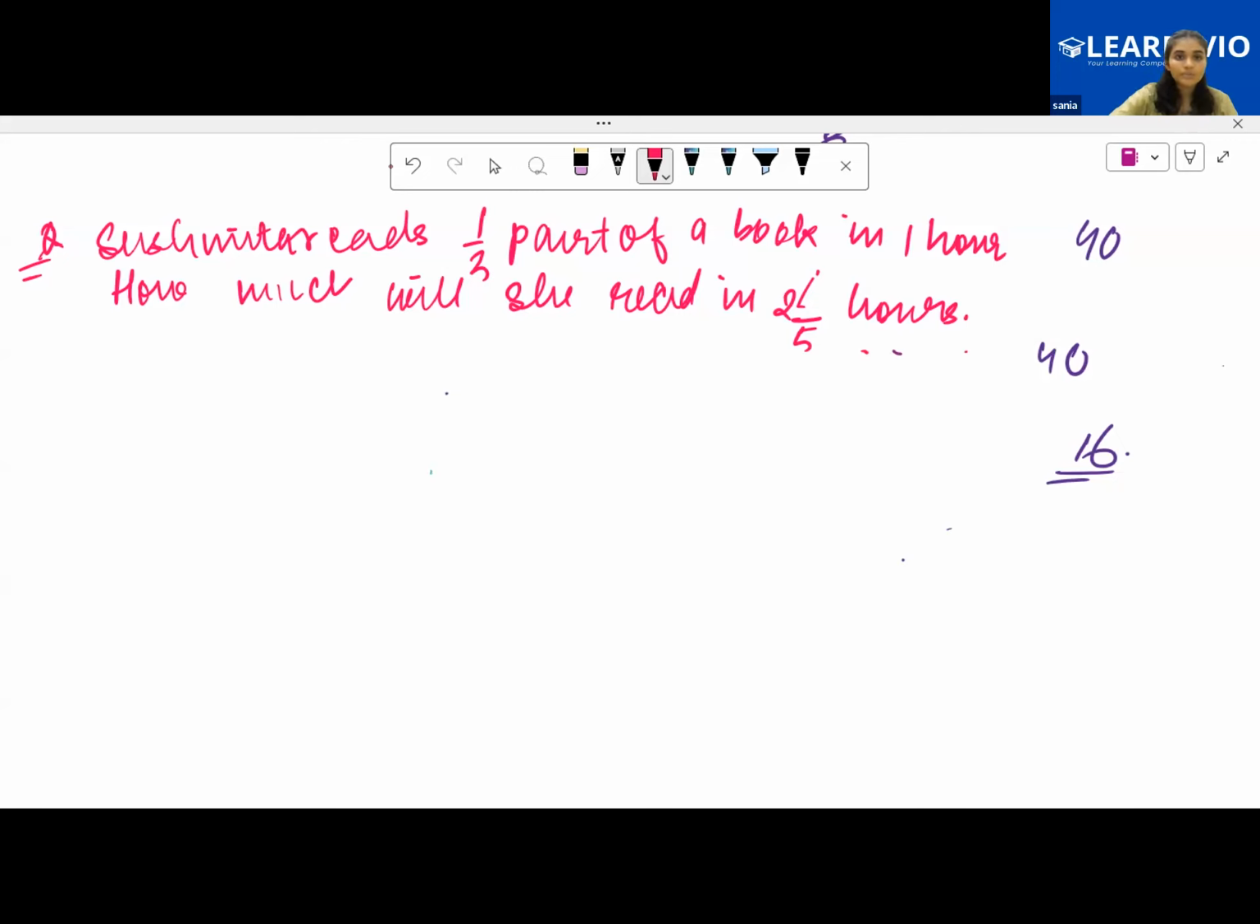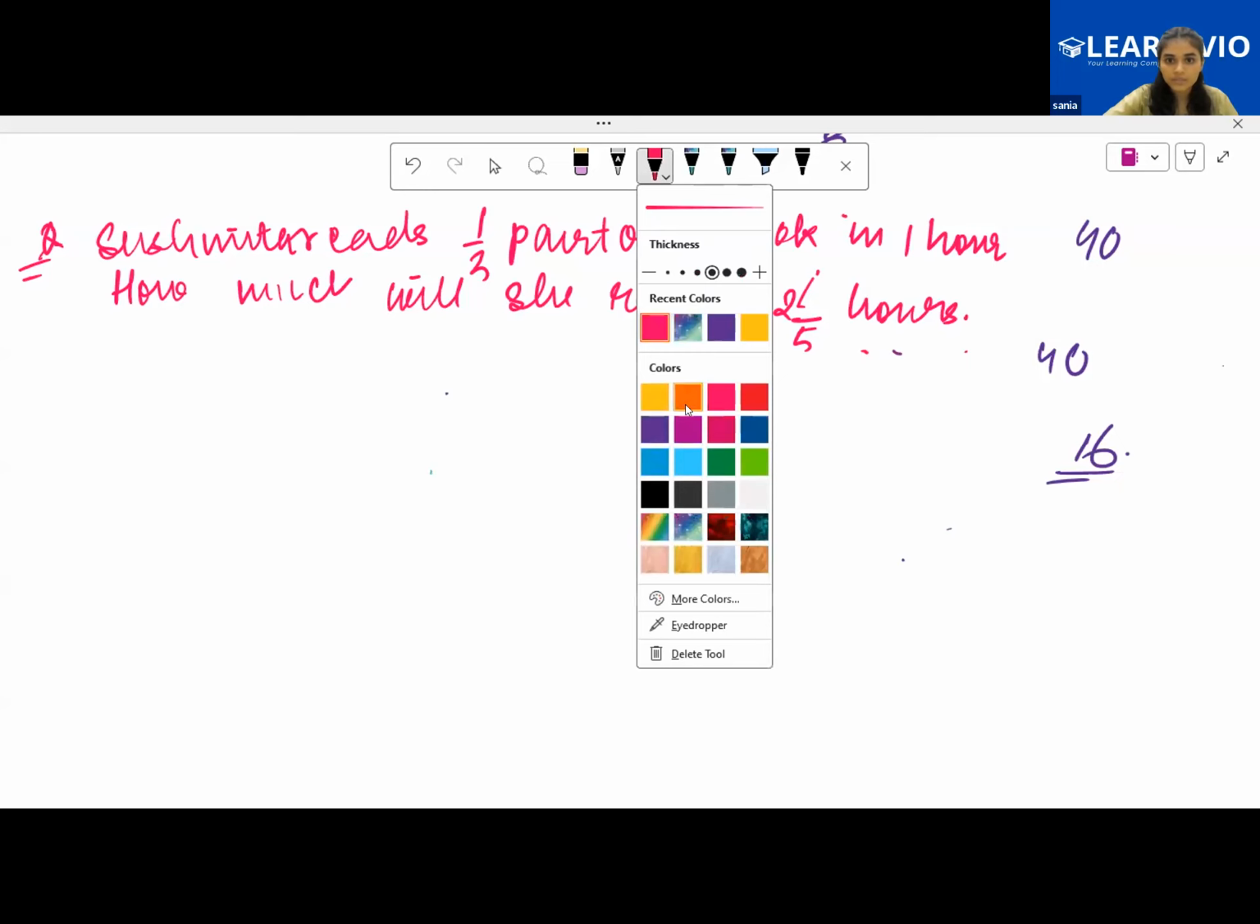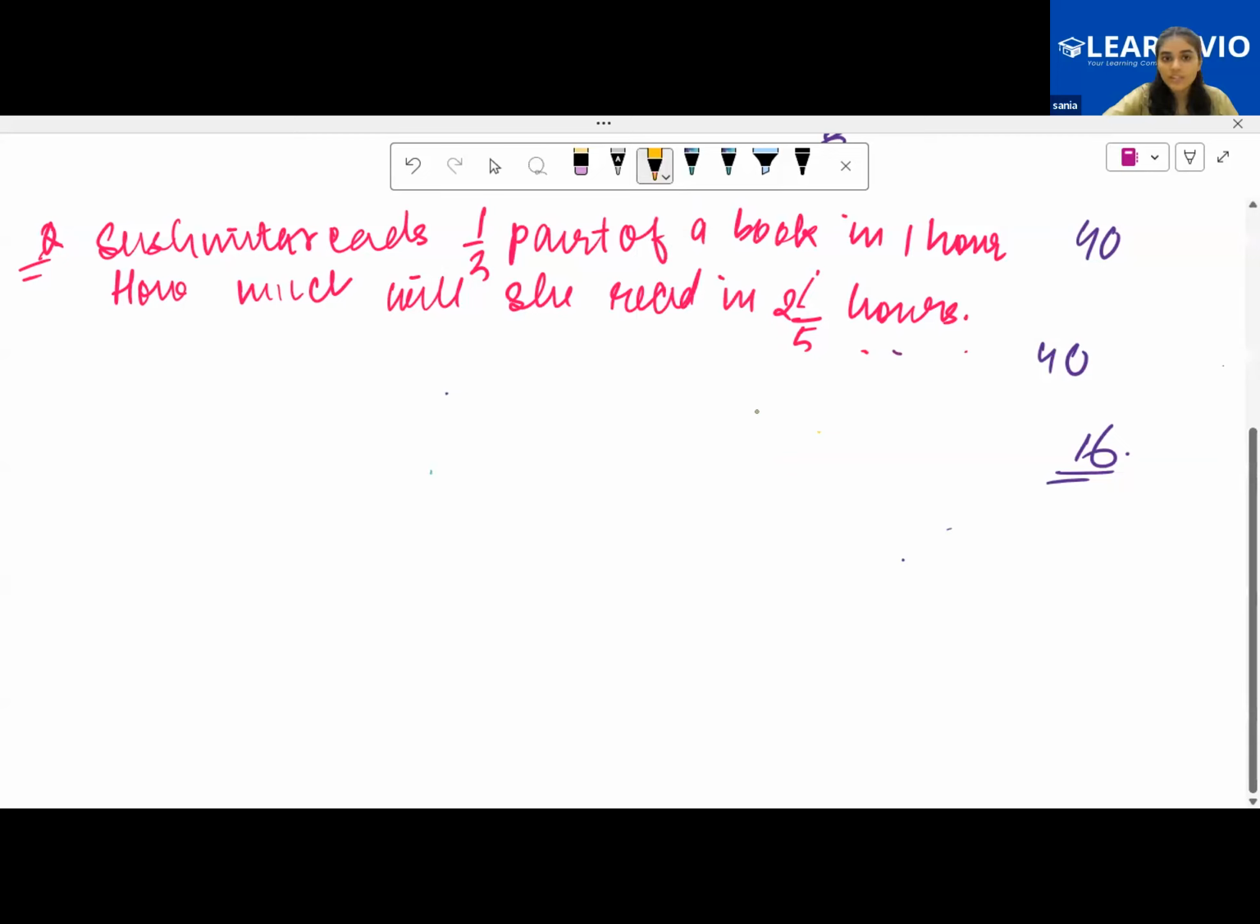Just write down the amount of book that she reads in 1 hour. How much was it? A third. 1/3. And the amount of book that she's reading in 2 whole 1/5 hours.